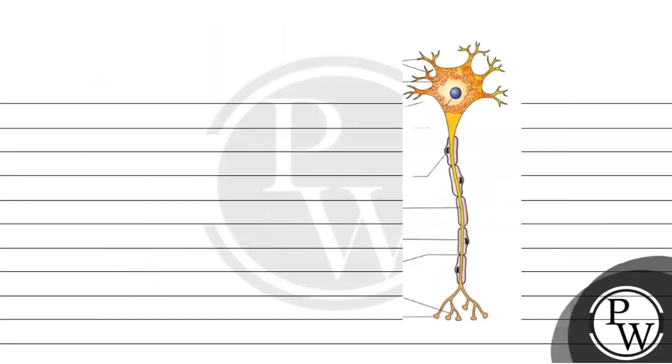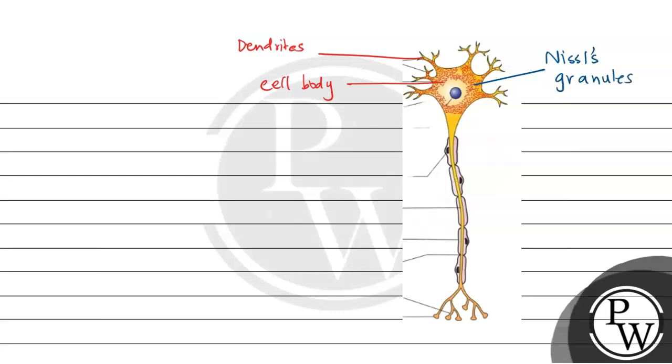So, if this is the diagram of a neuron, this region is called the cell body. These regions are called the dendrites. The cell bodies contain certain granules which are known as the Nissl's granules. This is the nucleus of the cell body. This region is called the axon, which is the elongated region.